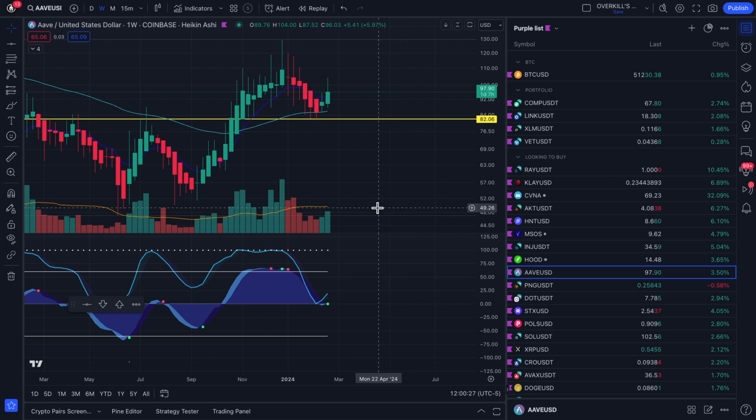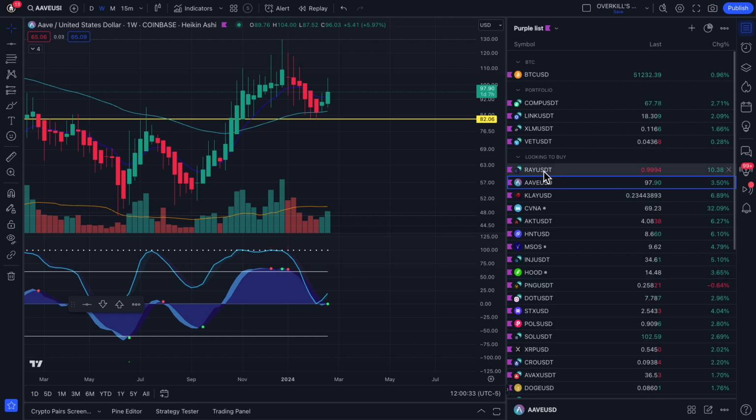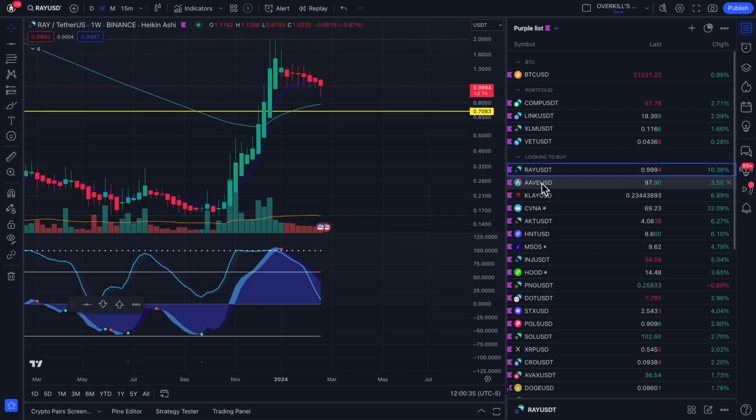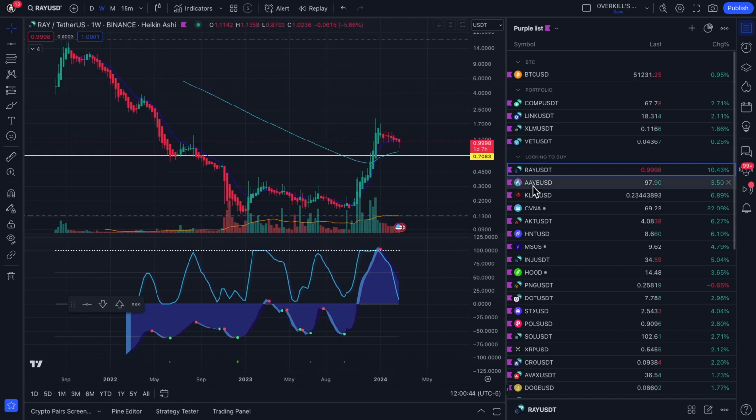Okay, here's AVE. This is another great example. Okay, I'm actually moving AVE up. See, the reason I like Ray is because it's such a low market cap coin, meaning this is one of those ones that could be like PNG and just go freaking 100, 200% in a day. You know what I'm saying? Because of the market cap. So, but with a low market cap, that also means more risk.